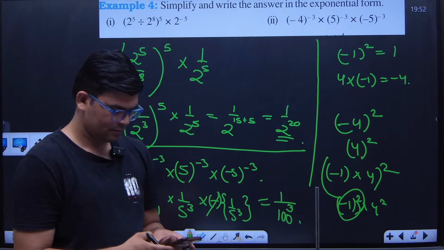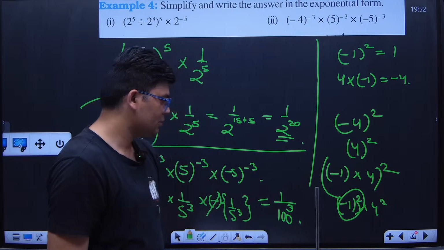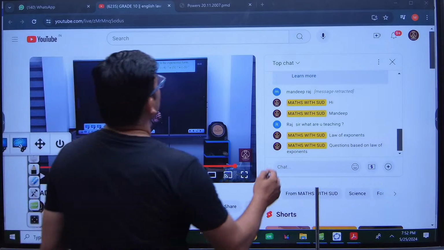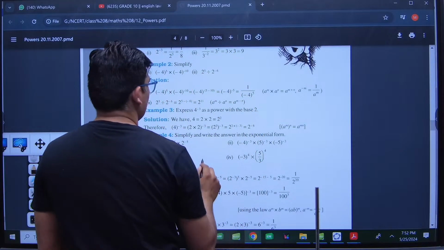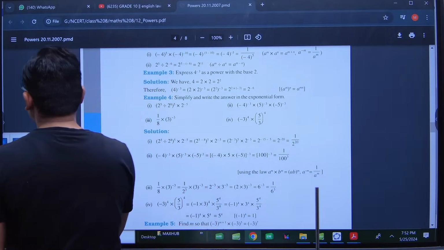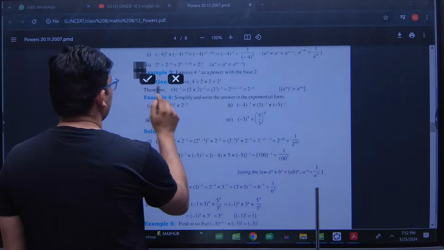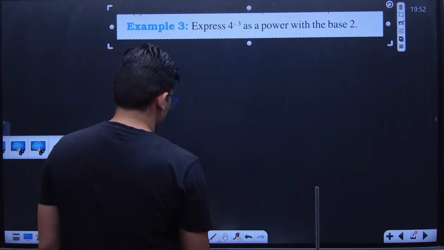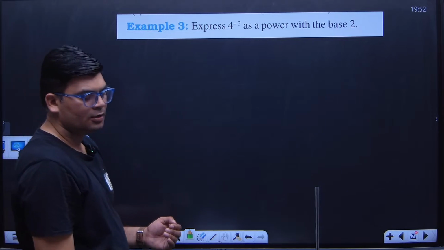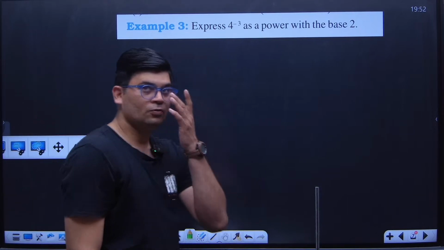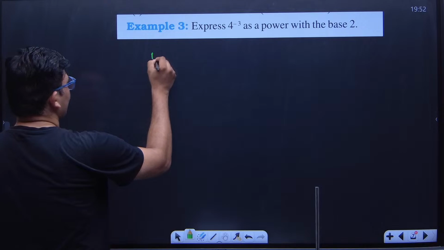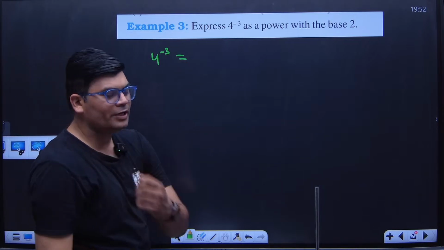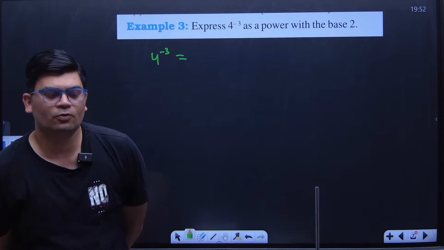Written? Yes, sir. Next question. The question is asking you to express 4 raised to the power minus 3 with the base as 2. Base as what? Base as 2. So you want 2 as the base. What can you do? Think and tell me what you can do.